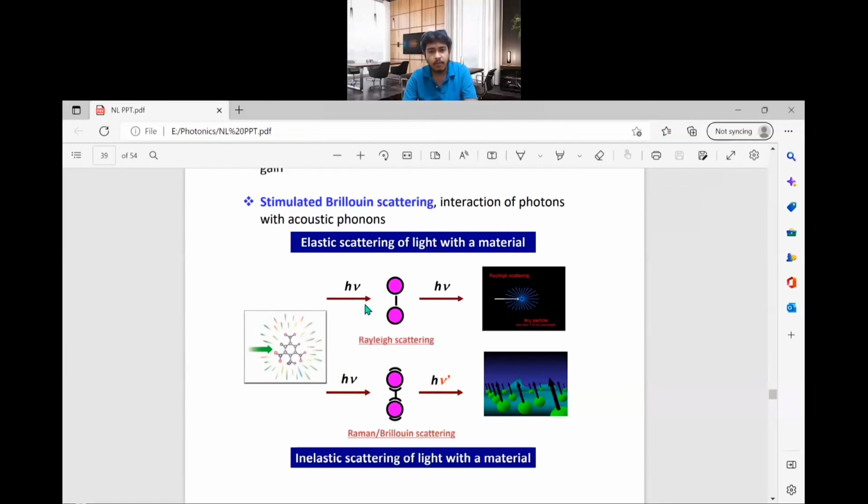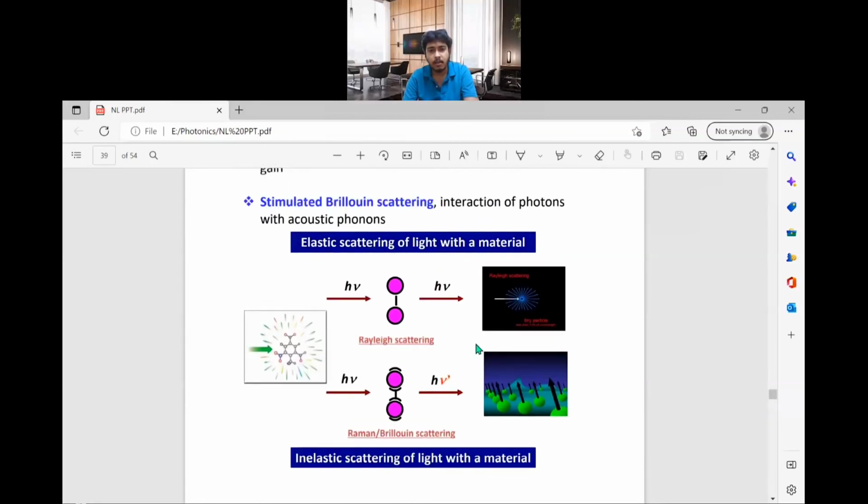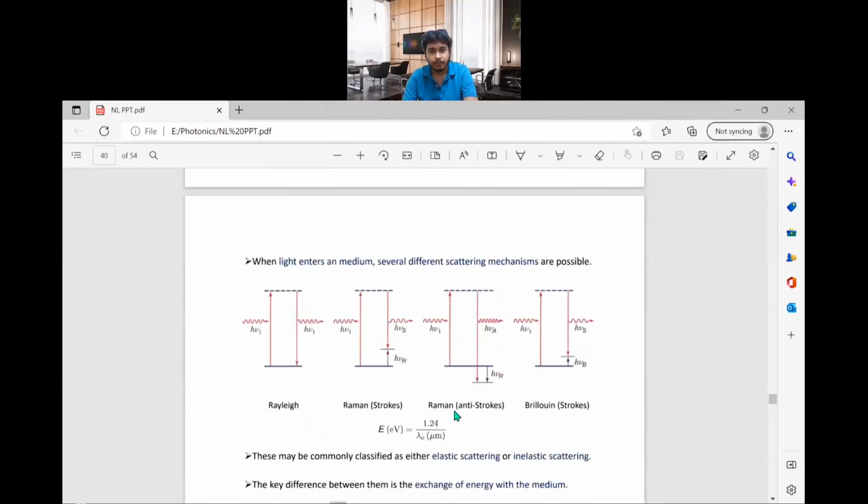If the incident frequency and the scattered output frequency are the same, it's Rayleigh scattering, and if the frequency changes, it falls under Raman and Brillouin scattering. Rayleigh scattering is elastic scattering, and Brillouin or Raman scattering is inelastic scattering, where light interacts with the material and some energy transfer happens with that material.